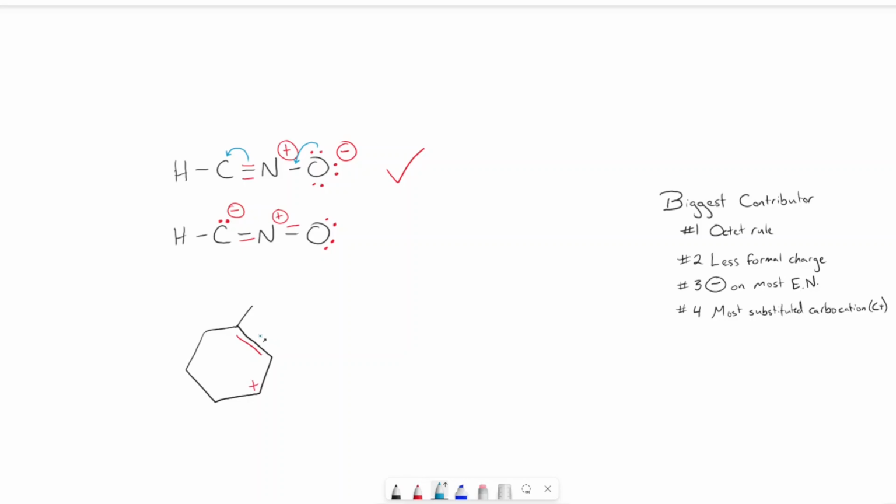If we were to draw a resonance, we can get this double bond to move here towards the positive. Between these two structures, we have a carbon that is tri-substituted. It has a carbon here, here, and here connected to the carbocation. This one is disubstituted. It has 1, 2 carbons attached to the carbocation. So this second structure would be the most substituted carbocation and would be the biggest contributor.